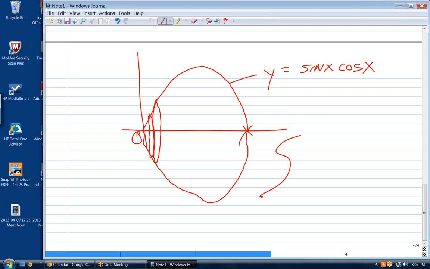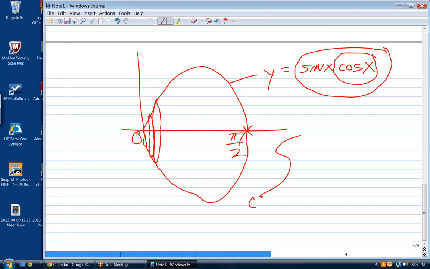At pi over 2. In other words, at pi over 2, this is 0. This whole quantity is 0 when x is 0, but the next place that it's 0 is when x is pi over 2, because the cosine of pi over 2 is 0. Okay, so this is pi over 2, even though it's not labeled on the curve. Remember, our domain is in radians.